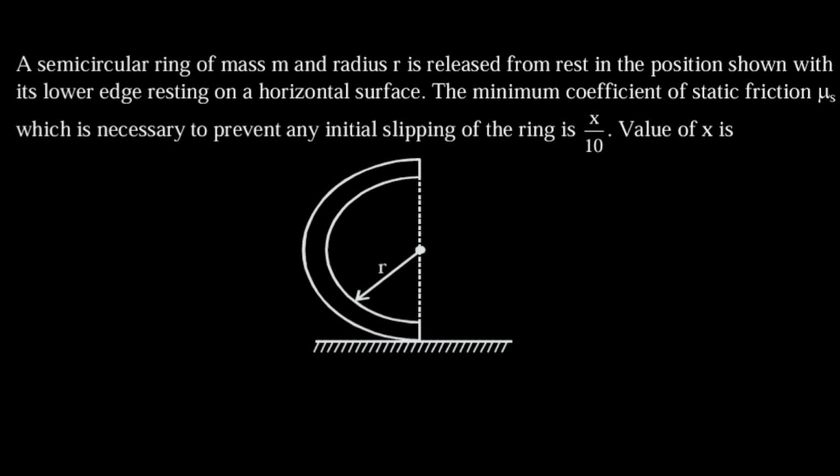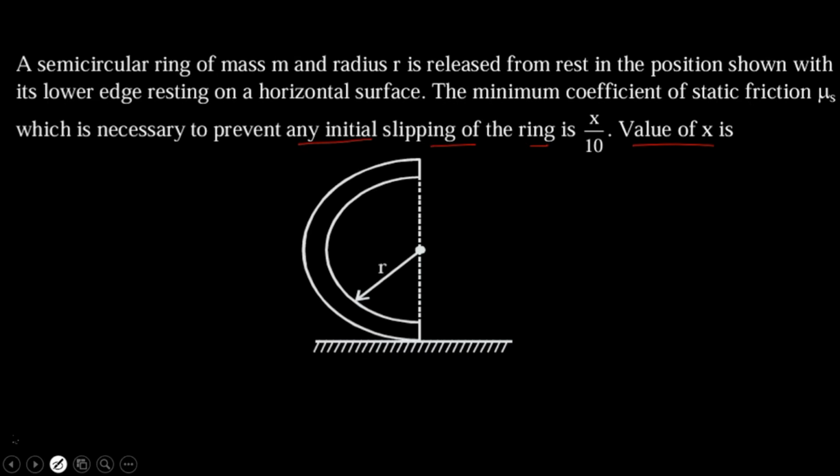Welcome all. Today we are going to discuss another good and conceptual problem. The question says that a semicircular ring of mass m and radius r is released from rest in the position shown with its lower edge resting on the horizontal surface. The minimum coefficient of static friction needed to prevent any initial slipping of the ring is x by 10, and you have to find the value of x.